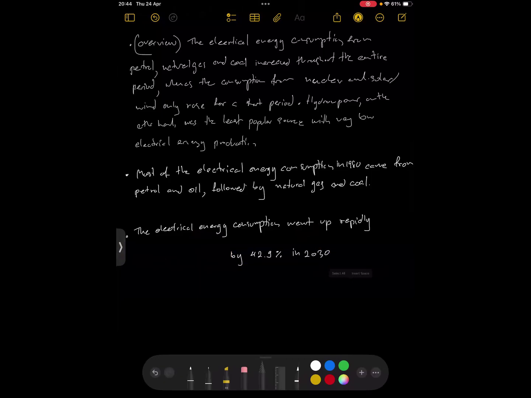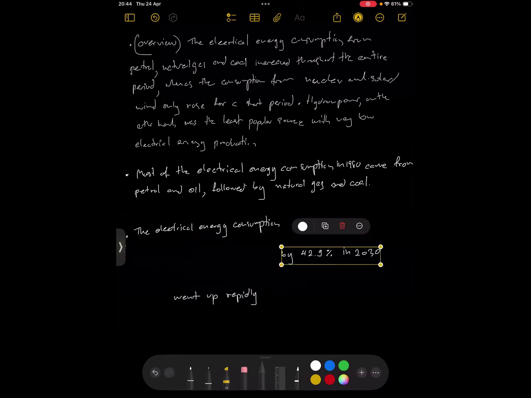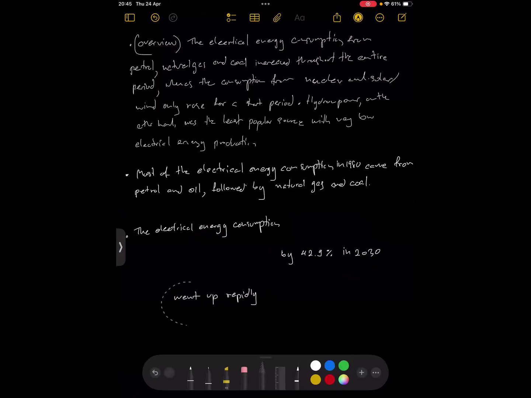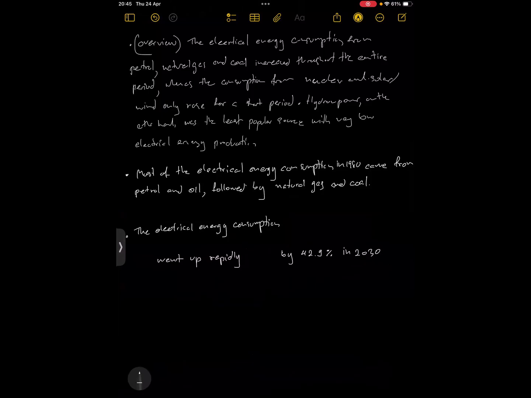Now, instead of using "went up rapidly," we can use a passive voice. The electrical energy consumption was predicted. Okay, so we're going to pop this in before our main verb here. So the main verb is actually "was predicted." The electrical energy consumption was predicted to.